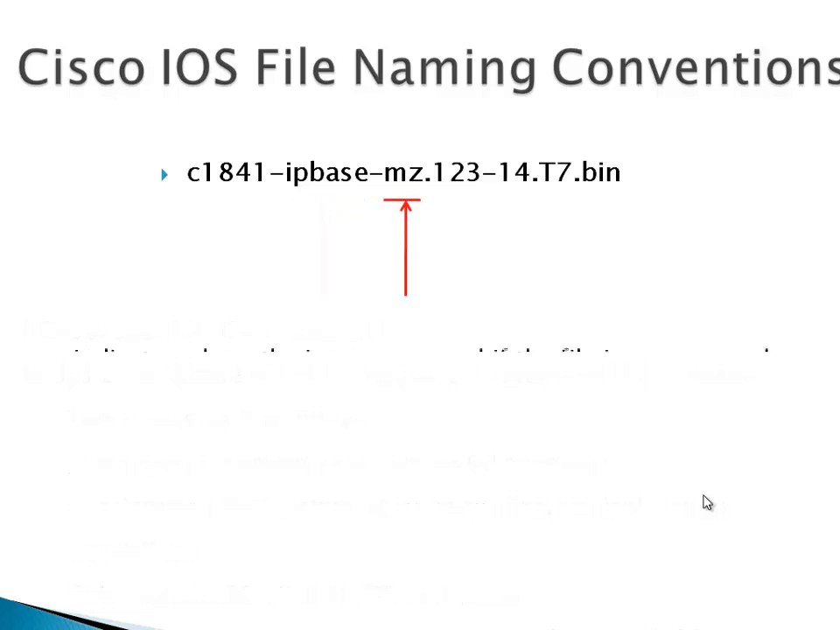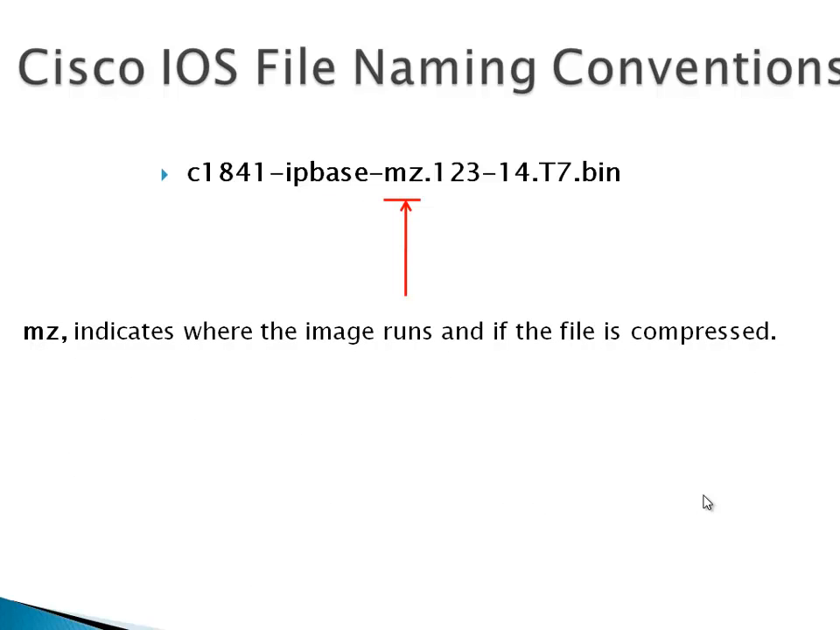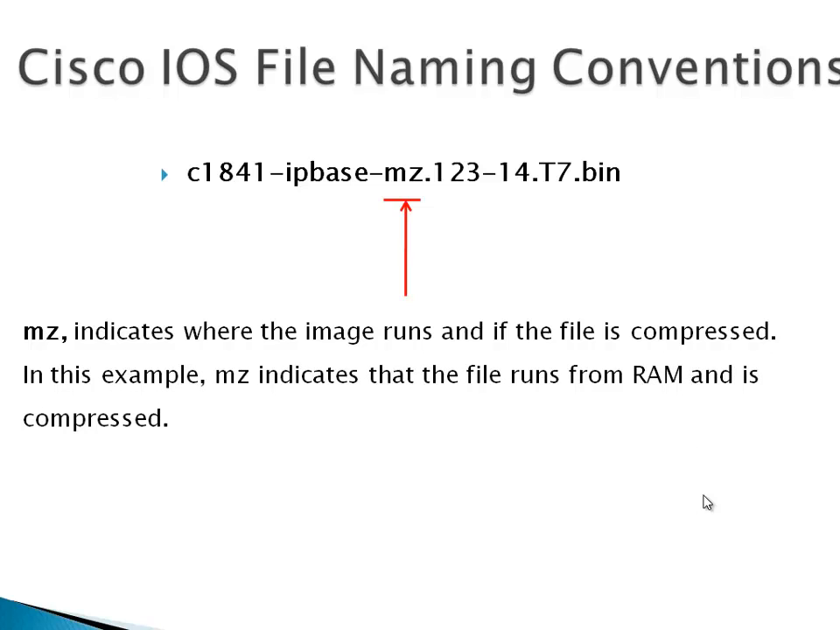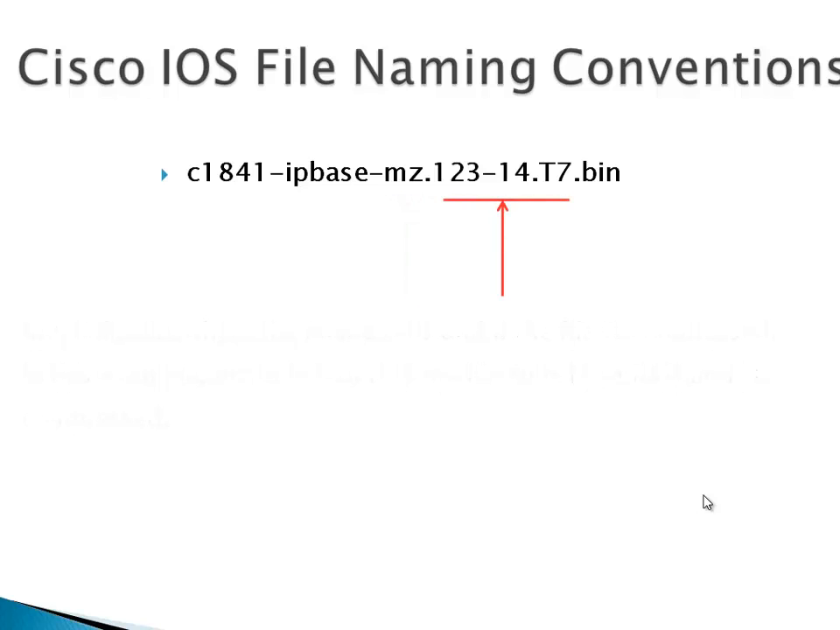Then we have mz. MZ indicates where the image runs and whether the file is compressed. For example, this time the MZ indicates that it runs from RAM, random access memory, and it is compressed. 123-14T7 is the version number. So go back there, 12.3, this is 12.3-14. And then bin is the binary file extension.